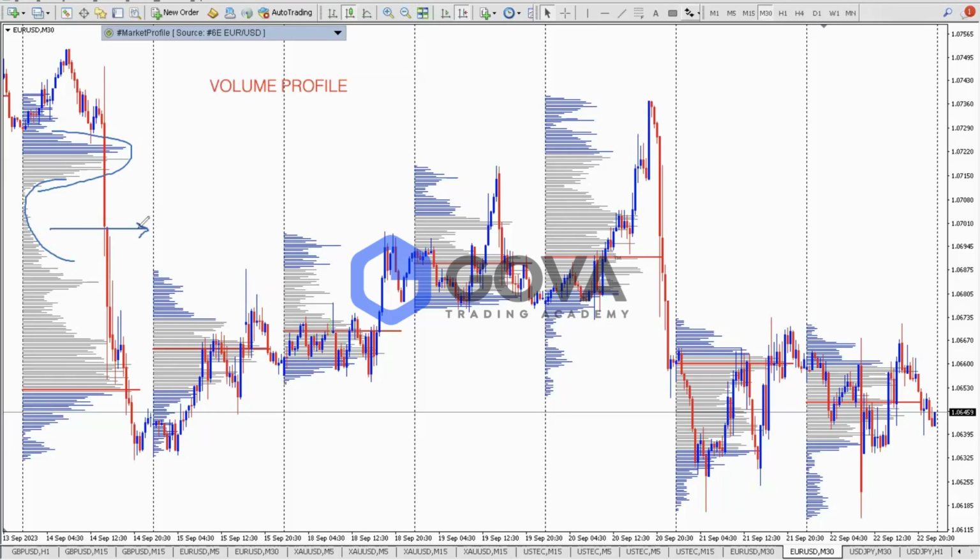Around here, we have a low volume node. Around here, we have a high volume node. There's high volume present in that area. Okay. And remember, guys, whenever you want to trade, you need to be trading zones that have volume, and you need to be ignoring zones that don't have volume in the market.